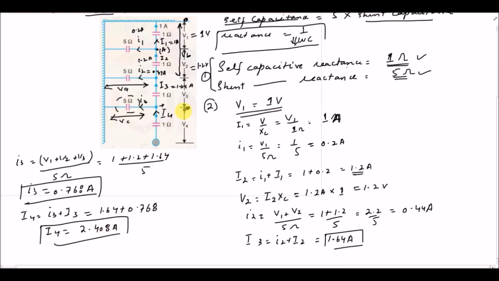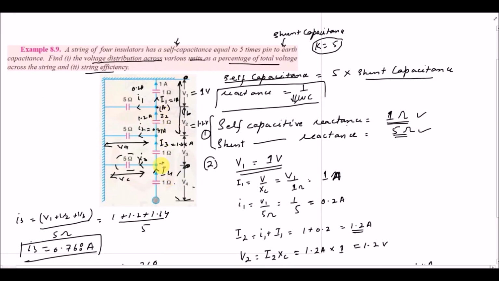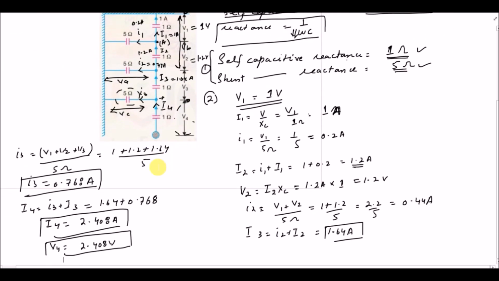And for the voltage value V4, we have the current value I4, which is 2.408. The self capacitive reactance is 1 ohm, so V4 is equal to 2.408 volt. So what we have done, we have started from two basic assumptions. We assume that we have a self capacitive reactance equal to 1 ohm, and the voltage across that capacitive reactance is 1 volt, and after that we calculated the currents and voltages by using KCL and simple Ohm's law. So we have calculated all the currents and all the voltages.